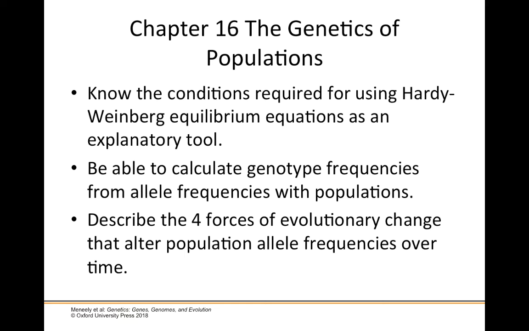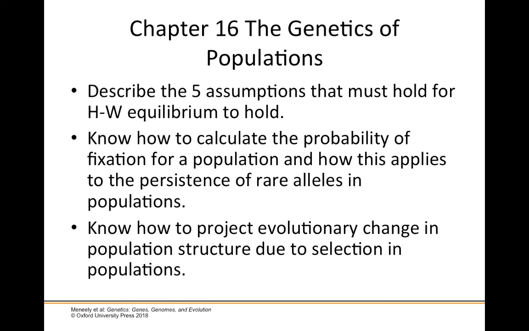One definition of evolution is basically just that allele frequencies are changing over time. Describe the five assumptions that must hold for Hardy-Weinberg equilibrium to hold. Know how to calculate the probability of fixation for a population and how this applies to the persistence of rare alleles in populations, and then know how to project evolutionary change in population structure due to selection in populations. So that sounds like a lot, but it's all highly interrelated. So hopefully the concepts will easily be able to be related to one another.